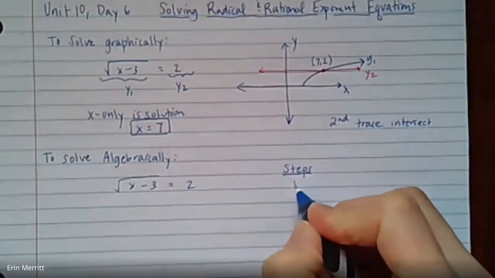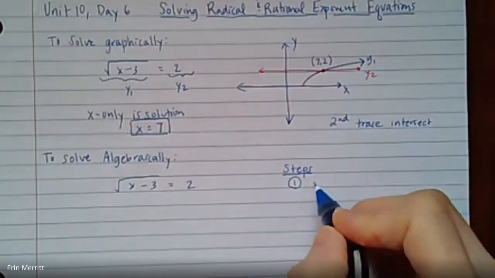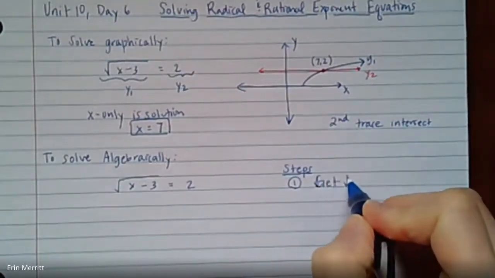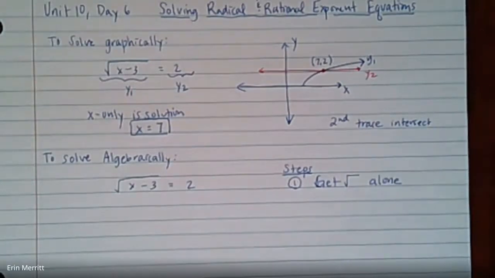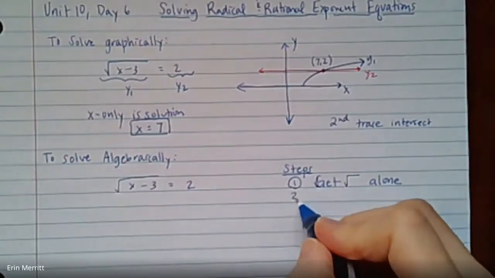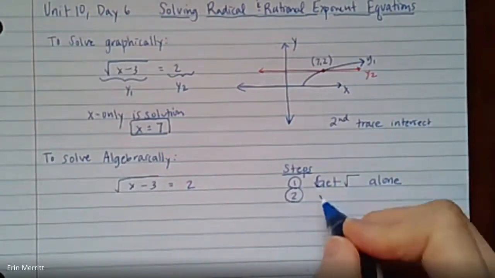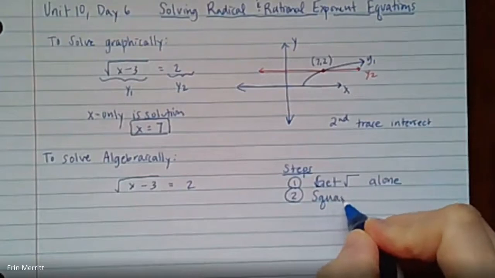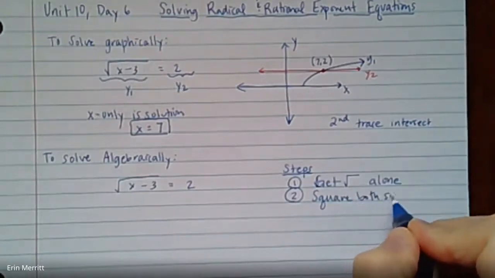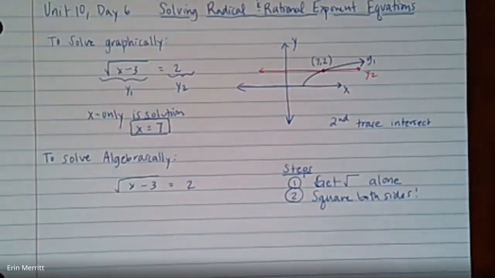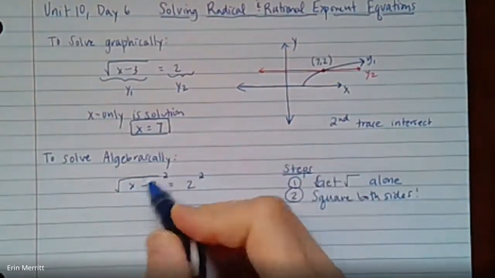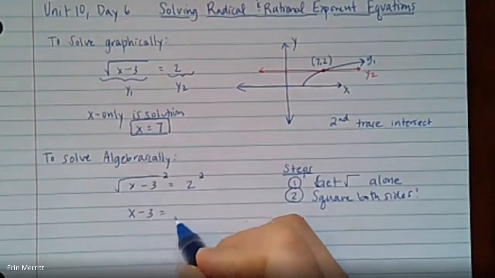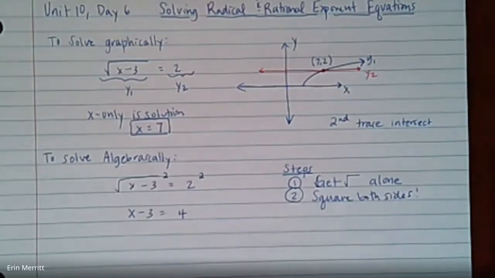So step 1, we're going to get the radical alone first if it's not. In this case, the radical's all by itself on the left-hand side. Then we're going to square both sides to completely eliminate the radical. So if we square the left, square the right, the radical cancels. We get x minus 3 over here. This would give us 4 on this side.